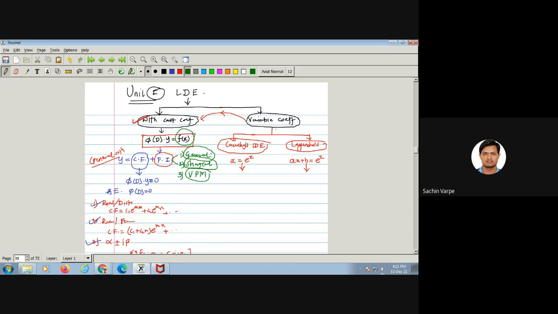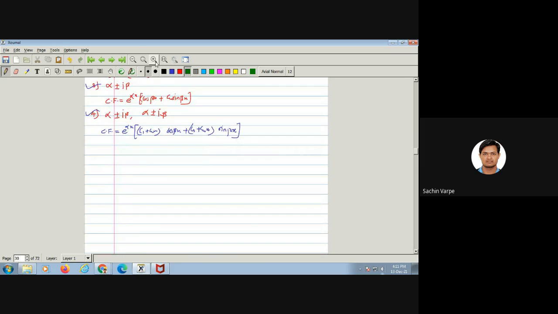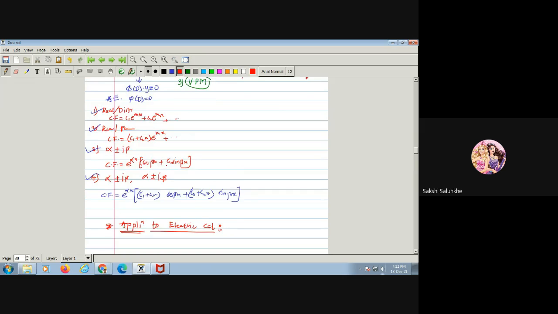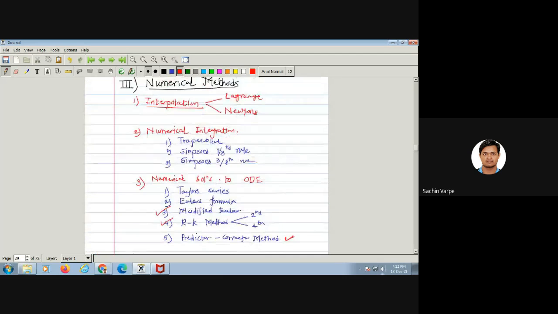And we have applied all these techniques of LDE with constant coefficient and LDE with variable coefficients to what? To the electric circuit, right? Application to the electric circuit. Yes or no? We have discussed the application of linear differential equation to the electric circuit to find the current flowing through the circuit, to find the charge in the circuit, isn't it? So this is all we have discussed in the whole Engineering Mathematics 3.